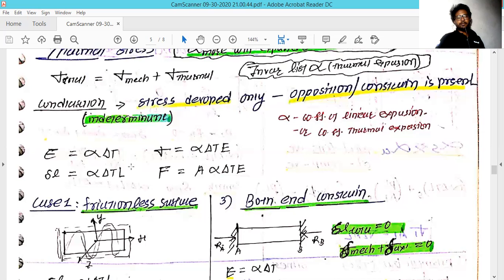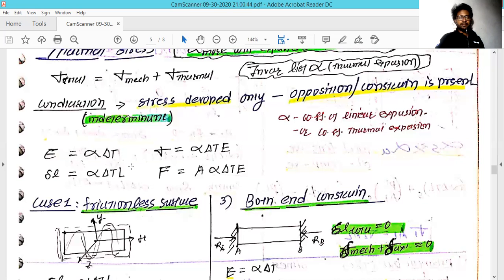Also, you know the formula of modulus of elasticity, which is nothing but stress upon strain. We know the formula for the strain, so if you substitute it, the modulus of elasticity is the stress divided by strain. If you shift the modulus of elasticity to the other side, it becomes stress equal to alpha delta T times E, where E is your modulus of elasticity. Here you can find the stress developed due to the change in temperature.